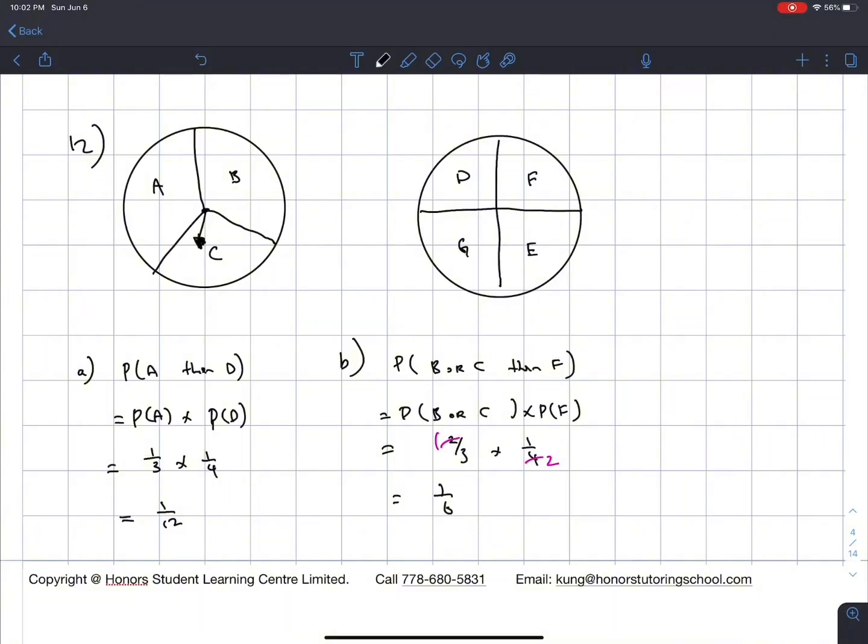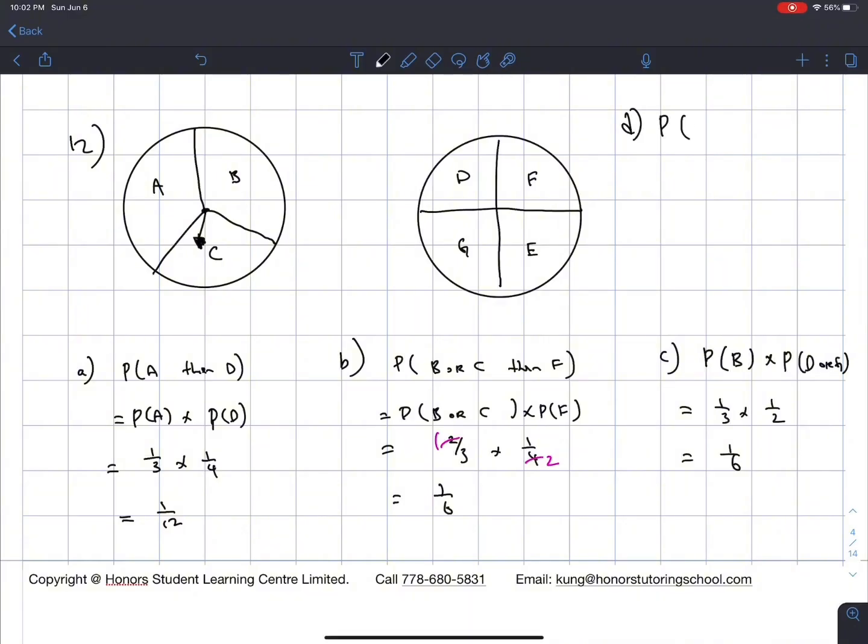And C, probability of B, then D or G, so we just multiply them. Probability of B is 1/3, probability of D or G is going to be 1/2, right? These two make up a half of the spinner on the right hand side, and we multiply them, we get 1 over 6.